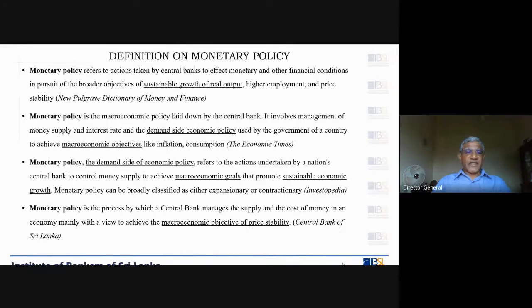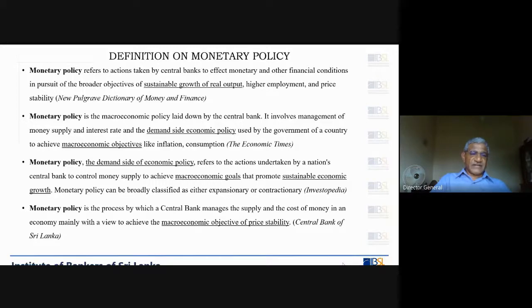It involves management of money supply and interest rate, and the demand side economic policy used by the government of a country to achieve macroeconomic objectives like inflation, consumption. That is the Economist definition. This is a magazine. Third one. Monetary policy, the demand side of economic policy. It is defining it a little bit further.